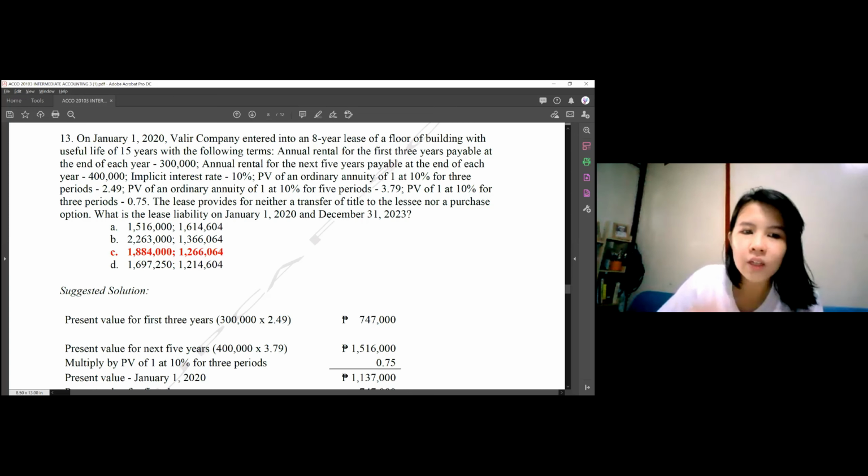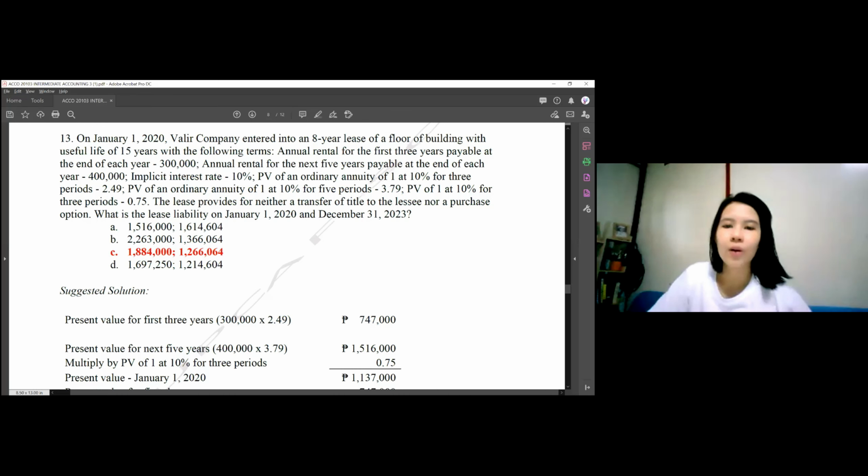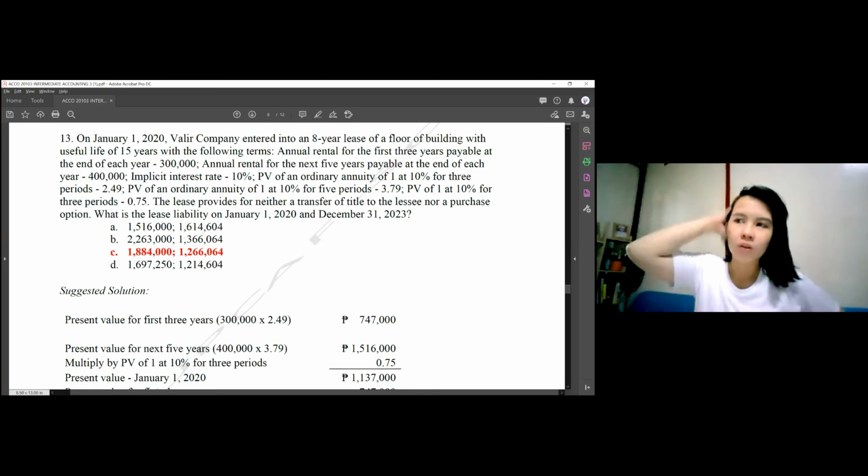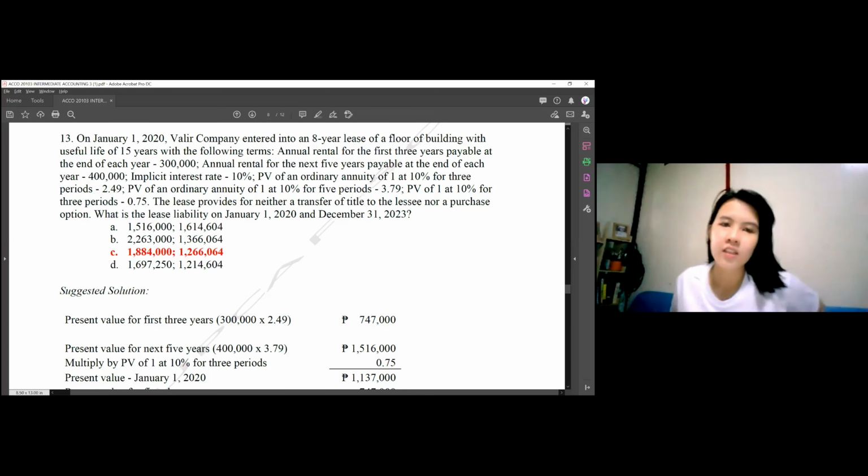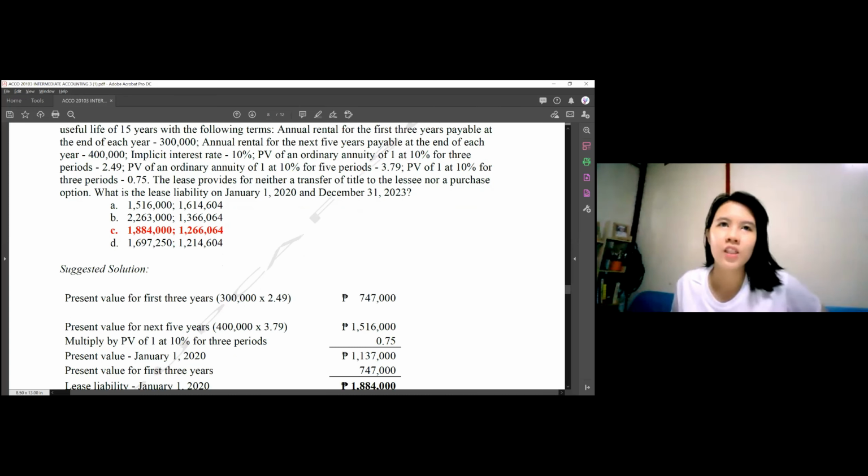So, for January 1, 2020, kailangan natin siyang i-discount. Kasi normally, kapag operating lease, di ba, hindi naman masyadong material yung effect ng present value or ng interest, normally straight line basis na lang siya as in normal gross payments. But in this case, we need to discount. So, okay.